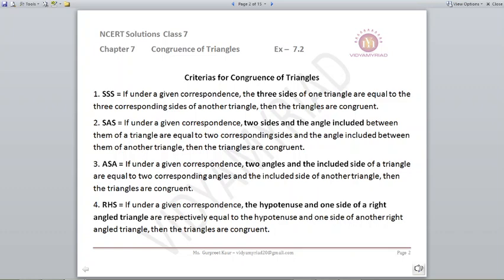Now using all these four criteria, we are going to solve this exercise 7.2. So just remember the four criteria: SSS, SAS, ASA and RHS.